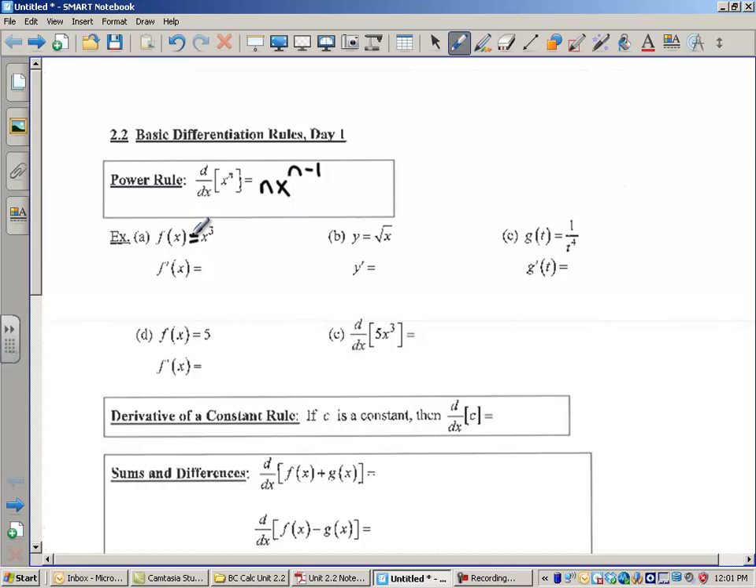If f of x is equal to x cubed, then f prime of x would equal, the power rule says we bring the exponent down in front, and then we subtract 1 off of that exponent. So the derivative, or f prime of x, is going to be 3x squared.